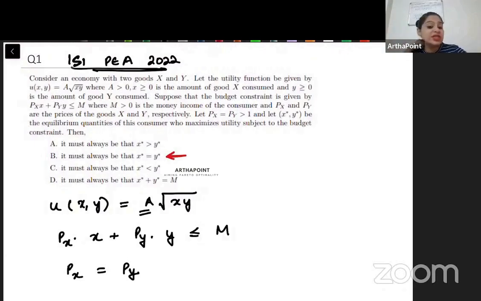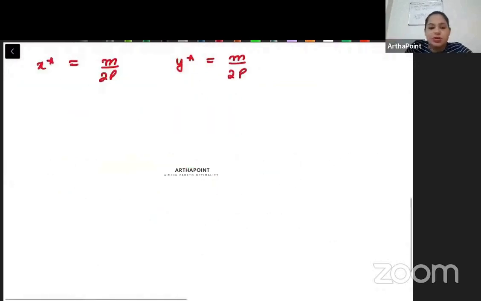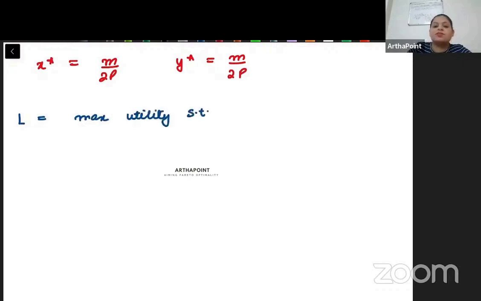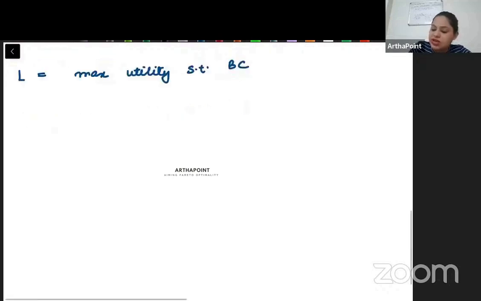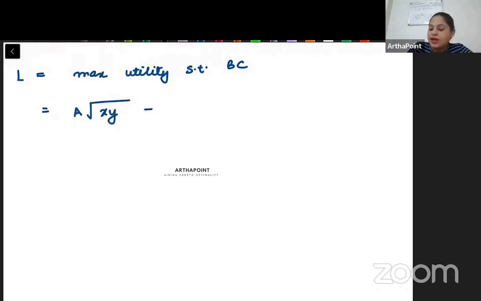Right? But supposedly it does not hit you like this. If it is not clear through the Cobb-Douglas function, then also it is simple. Just go ahead and apply the Lagrange. So what will be your Lagrange? I want to go ahead and maximize my utility function, and I want to make it subject to a budget constraint. So my utility function is A root XY, right? And my budget constraint is plus lambda, and this is going to be M minus PX into X minus PY into Y, right?